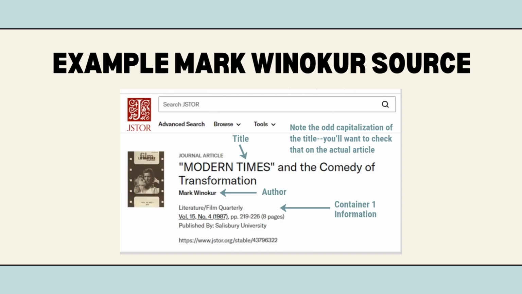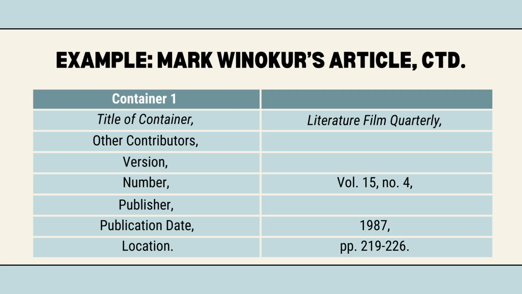So then we identify the first container. This article is first located in the journal Literature and Film Quarterly, and the information we need from there is the journal name, the volume number, the issue number, and the page numbers. Then we need to include the second container's information, which is the database. The database name is JSTOR, and the stable URL is located at the bottom. So what does this look like?